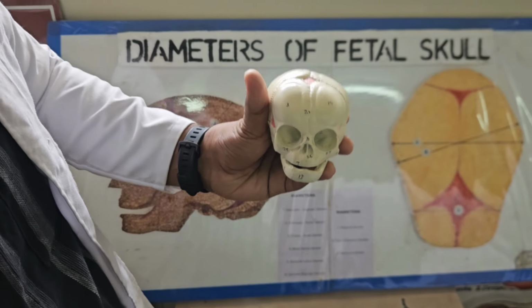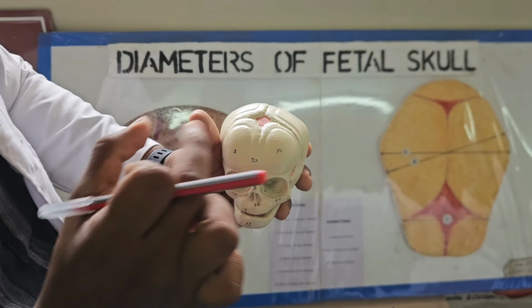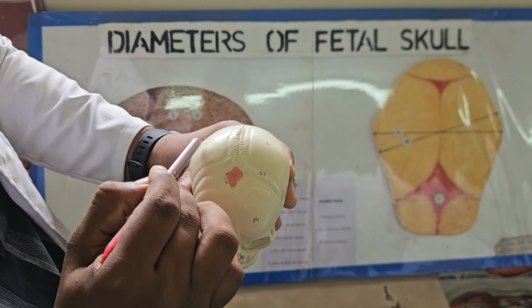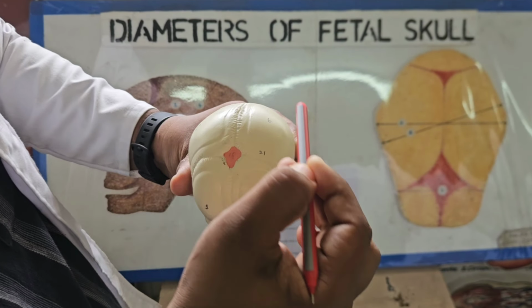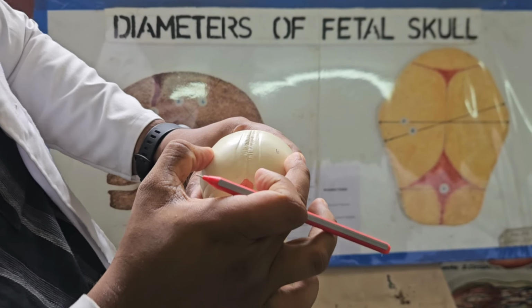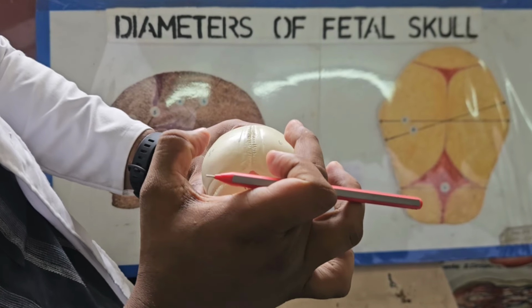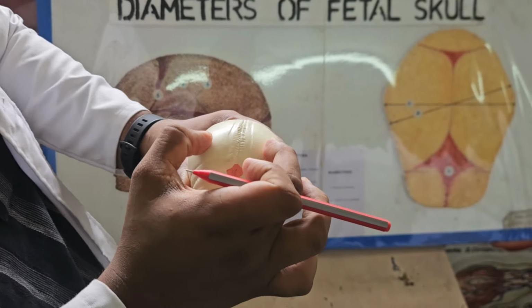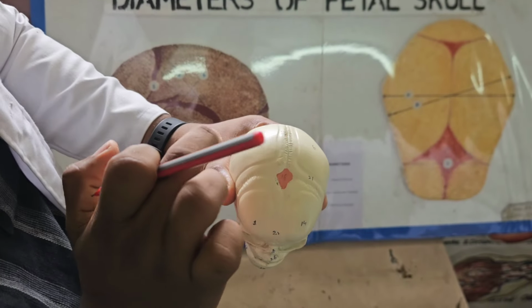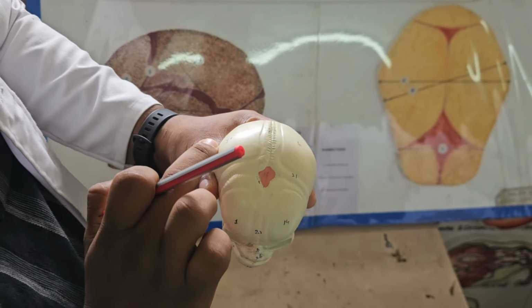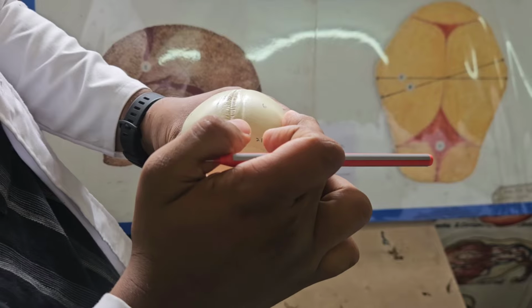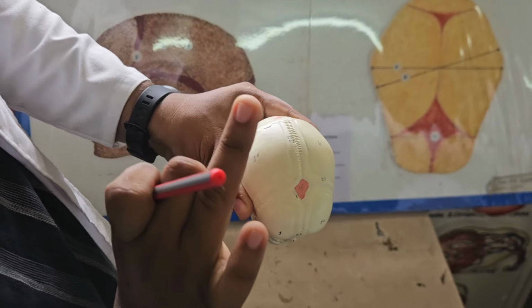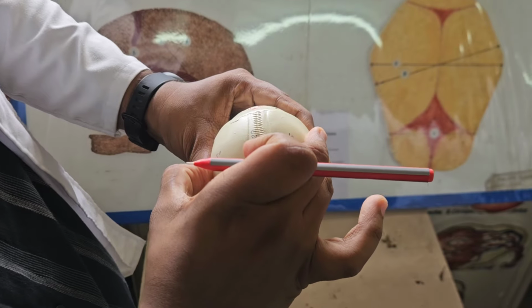Next is transverse diameter. So first transverse diameter is biparietal diameter, that is from one parietal bone to the other parietal bone. It is 9.5 centimeter. The next transverse diameter is supra-subparietal, that is from the lowest point of one parietal bone to the highest point of the other parietal bone.